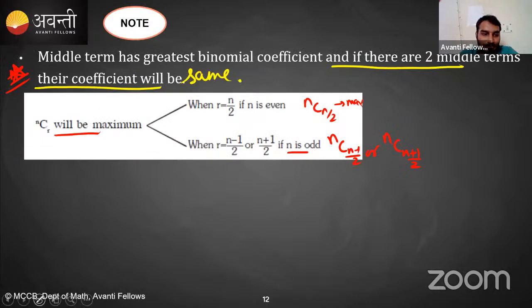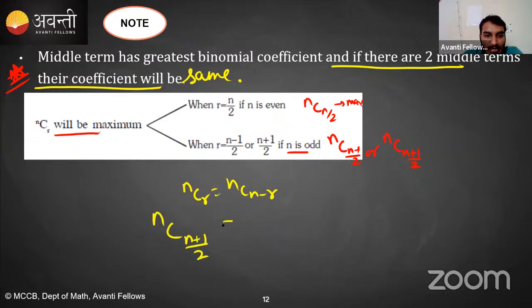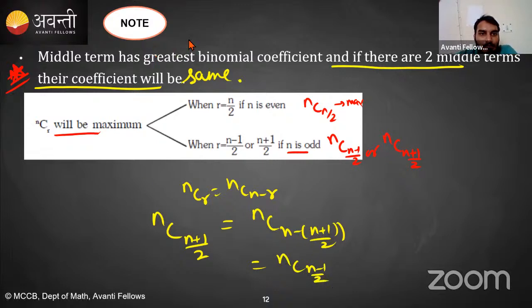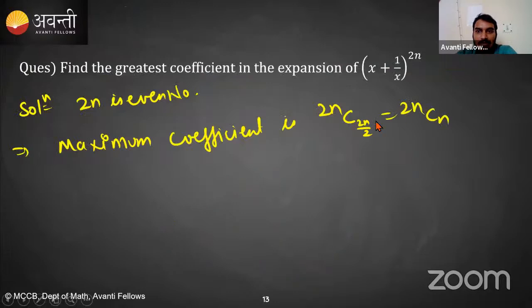As you can see here, students, nCr is equal to nC(n minus r). So if nC((n+1)/2) is a middle term, can I write it as nC(n minus (n+1)/2)? So you will get nC((n-1)/2). Is that clear? (n+1)/2 or (n-1)/2. I hope no one has any doubt. Is that clear?